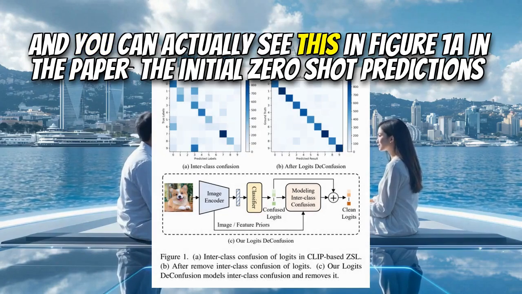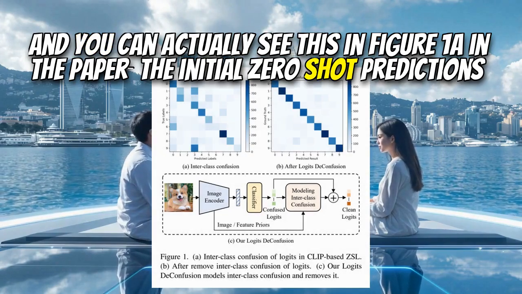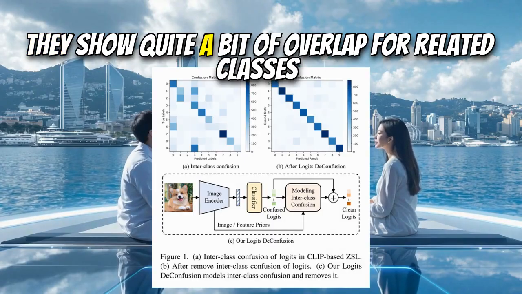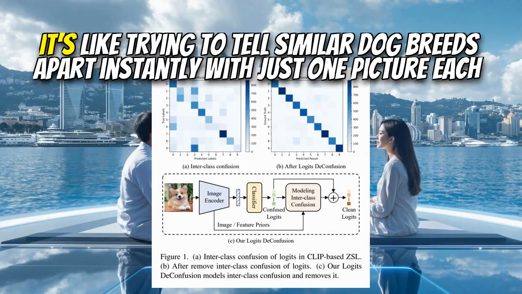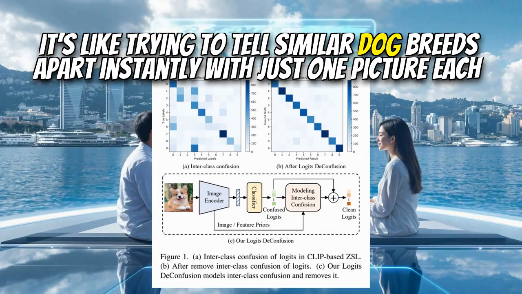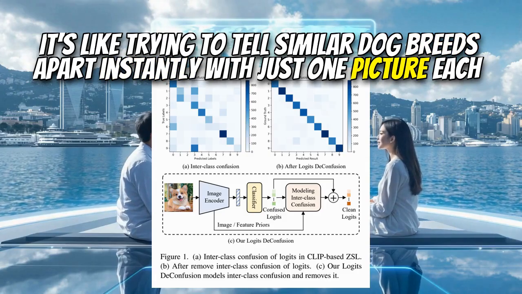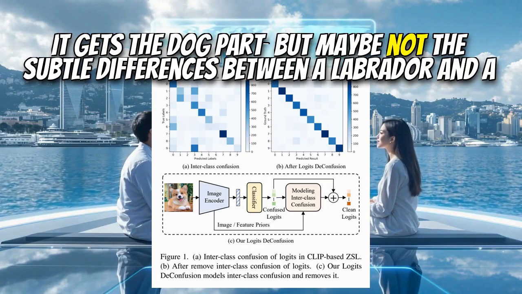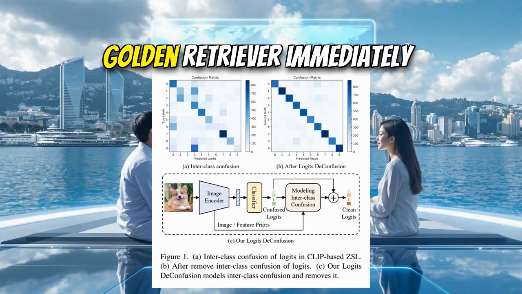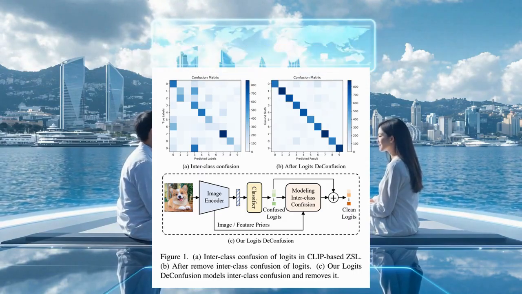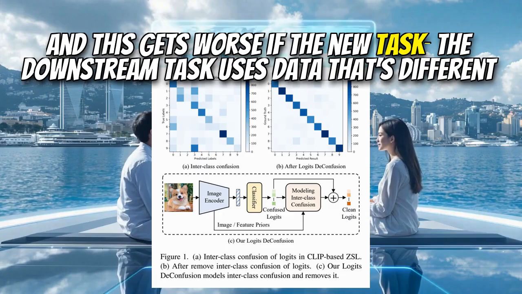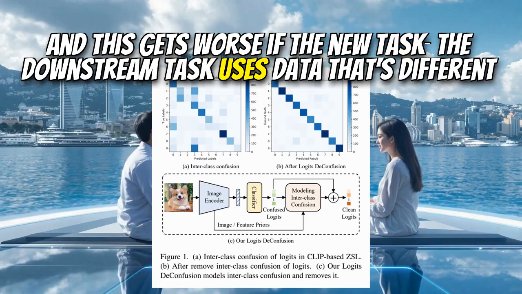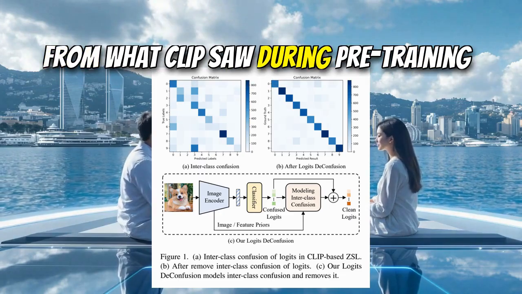Precisely. And you can actually see this in Figure 1A in the paper, the initial zero-shot predictions. They show quite a bit of overlap for related classes. It's like trying to tell similar dog breeds apart instantly with just one picture each. It gets the dog part, but maybe not the subtle differences between a Labrador and a Golden Retriever immediately. That's a good analogy. And this gets worse if the new task, the downstream task, uses data that's different from what CLIP saw during pre-training.